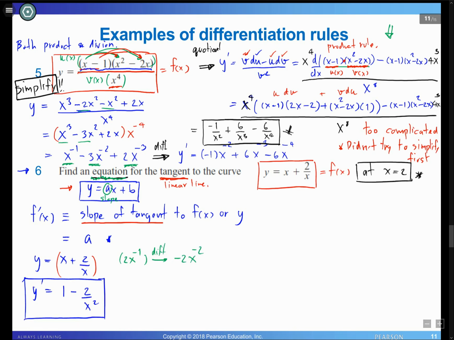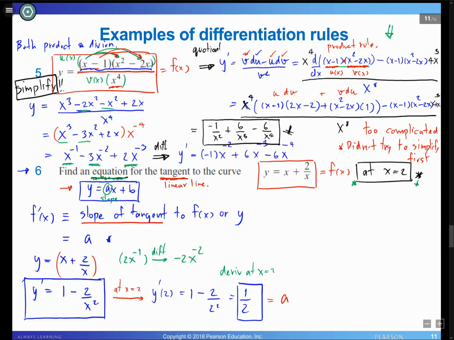But we want to know this derivative when x equal to 2. So we have to use this, x equal to 2. What happens to this derivative at x equal to 2? Let's continue. So y prime at x equal to 2 is going to be equal to 1 minus 2 over 2 squared. So we have 1 minus 1 over 2, so we have 1 over 2 here. There you go. So that is the derivative at x equal to 2. Okay, and at this point we know this is equal to a that we want.